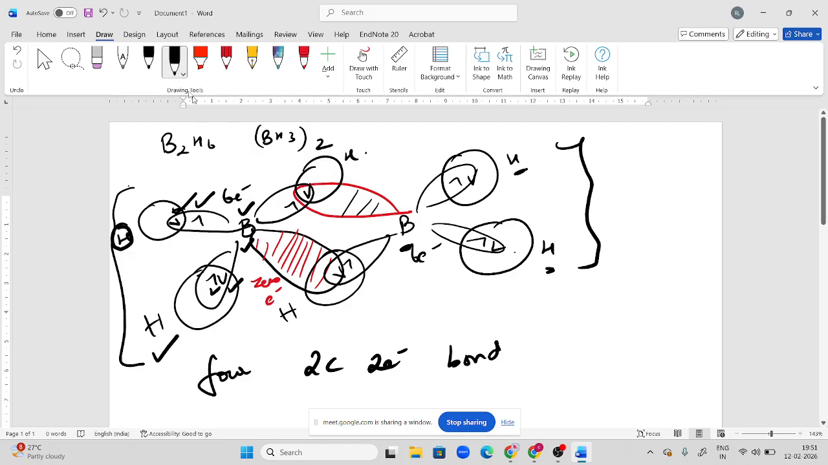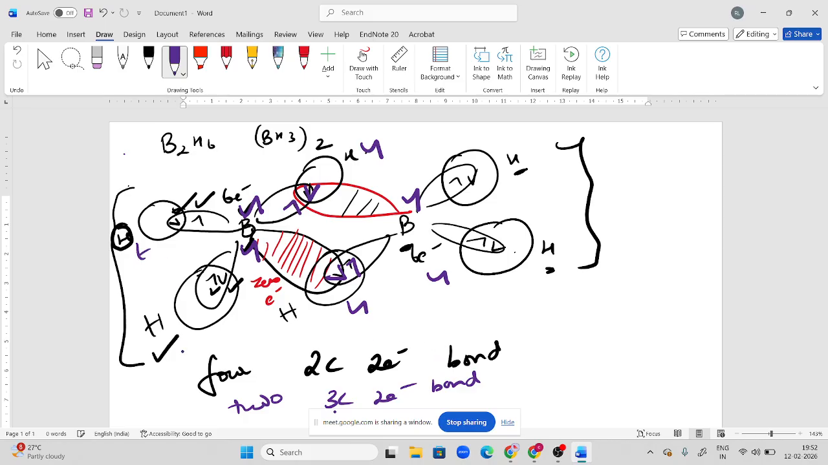Now talking with respect to the 3 center 2 electron, look at this. 1 center, second center, third center, 3 center it is. How many electrons? 1, 2. Similarly this side, 1, 2, 3. 3 center 2 electron bonds it has got. How many? 2. So diborane is having 4 2 center 2 electron bonds and 2 3 center 2 electron bonds.